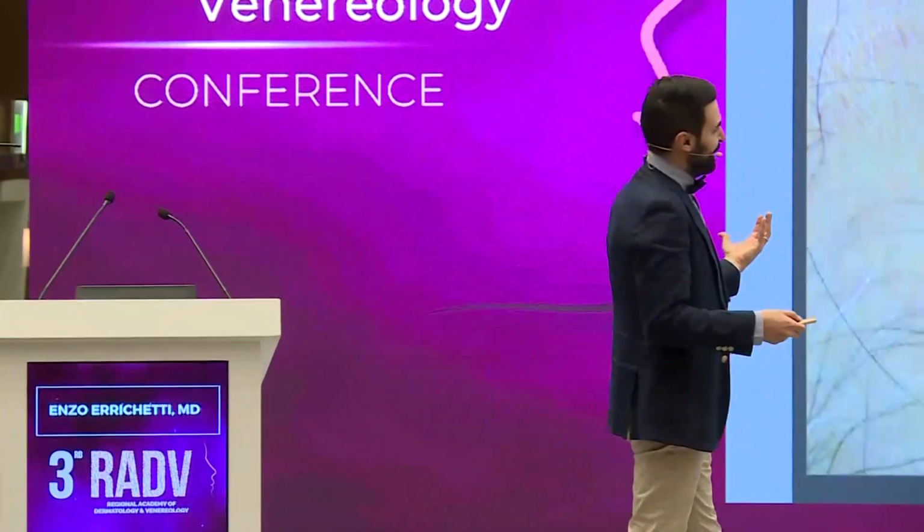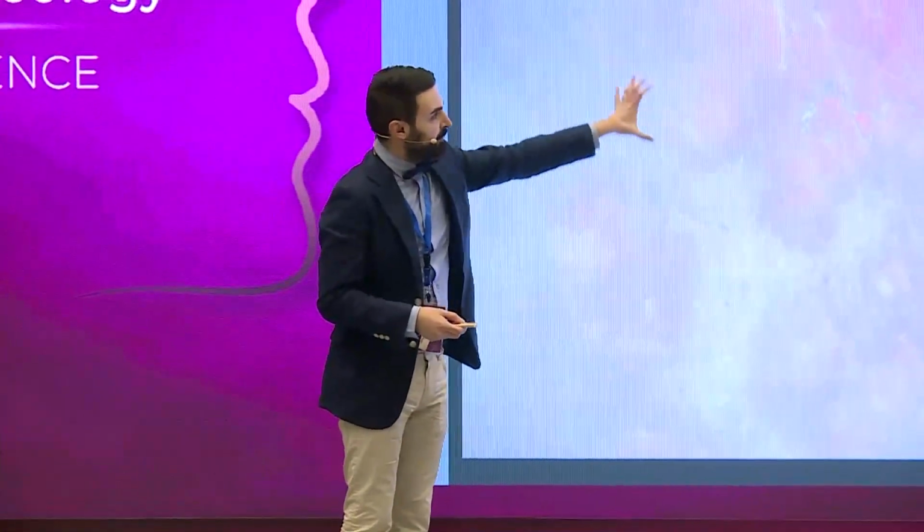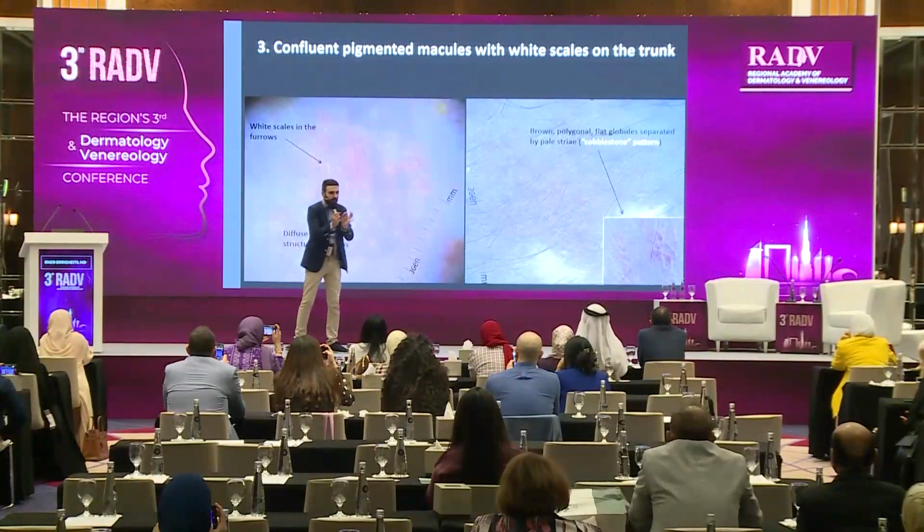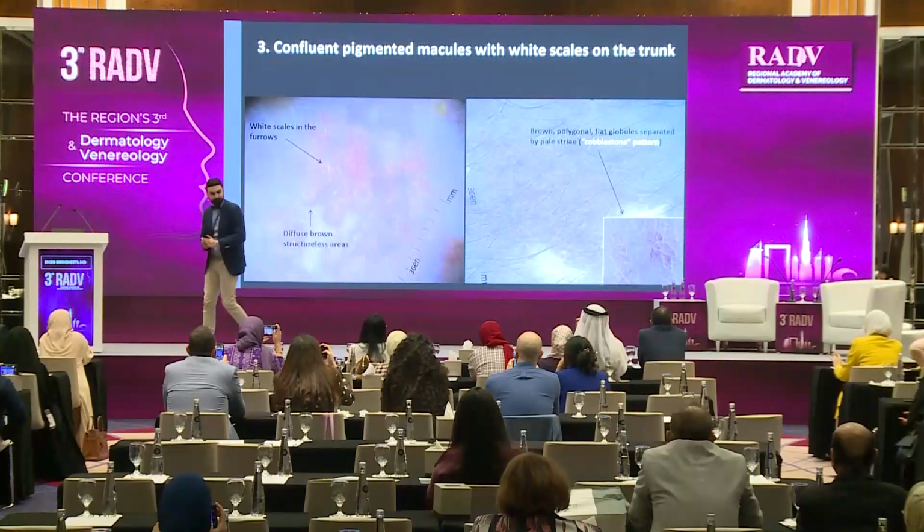Perfect. So I think this is easy. Which one is pityriasis versicolor? Yeah, we all agree. Okay, and it is, indeed. We have brown structureless areas and white scales in the skin furrows. On the other hand, in that case, we have the cobblestone-like pattern, okay? These polygonal brown globules, okay? Great.